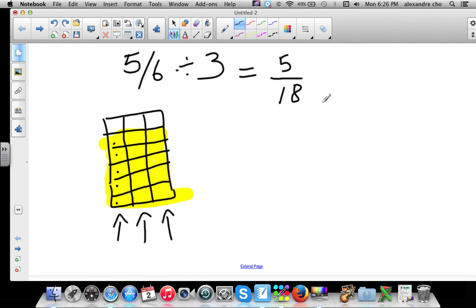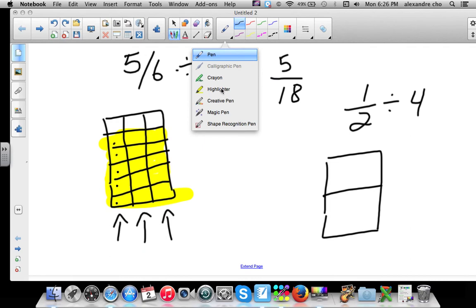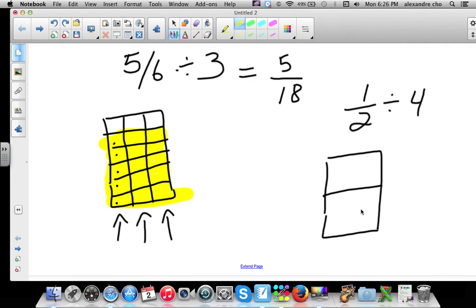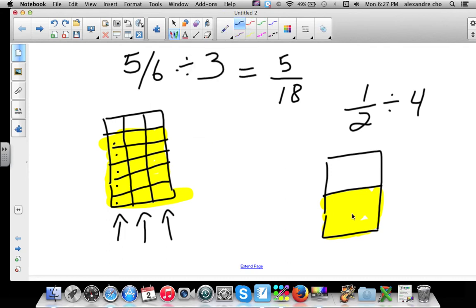Okay. Last question on this side is half divided by 4. So let's say take something that's been cut in half. Let's highlight the middle. So here's something that's been cut in half. 4 of your friends come at lunch and beg you for a little piece of that chocolate that you have.